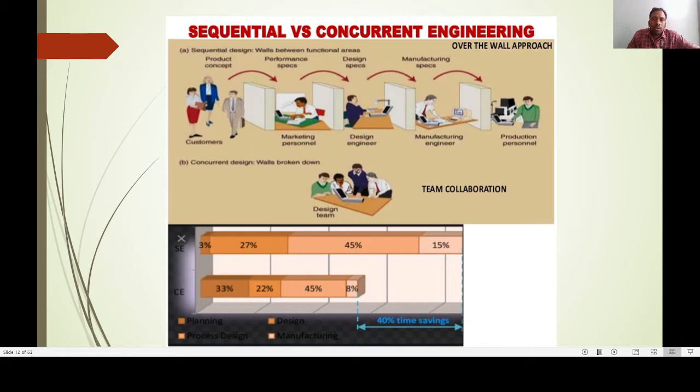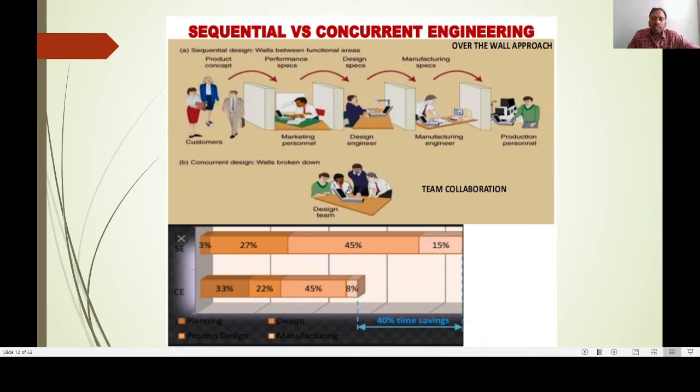There are two types of engineering approaches. The first one is sequential engineering and the other one is concurrent engineering. Sequential engineering is also called over-the-wall engineering. In sequential engineering, the design is carried out as a sequential set of activities.